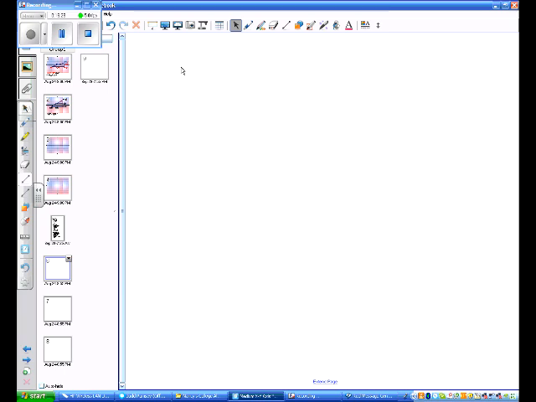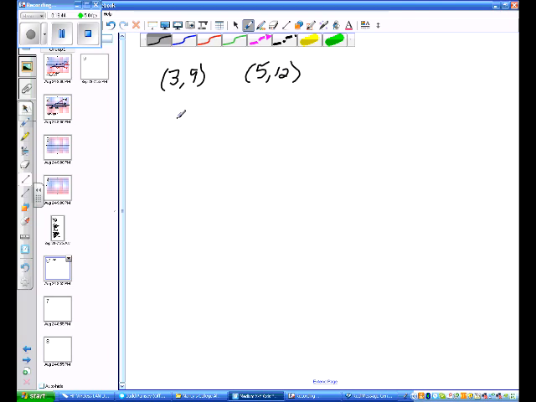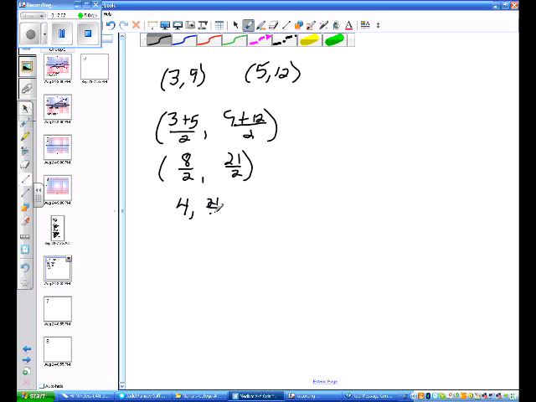Let's say that we have the points 3, 9, and 5, 12. And we want the midpoint of this. Well, it's going to be the average of our x's, so 3 plus 5 divided by 2, and 9 plus 12 divided by 2, which would give us 8 divided by 2, and this would be 21 divided by 2. So our midpoint ends up being 4, 21/2. And normally we'll leave it 21/2. We won't change it to a mixed number or to a decimal. So that would be our midpoint.